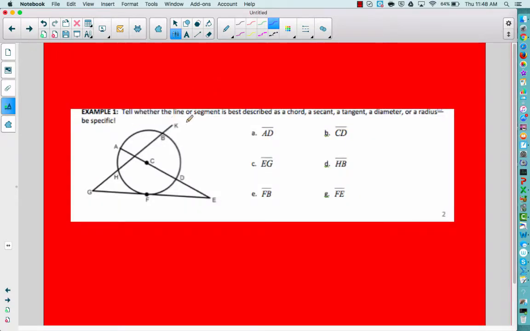So here's an example. Tell whether the line or segment is best described as a chord, a secant, a tangent, a diameter, or a radius. All right, so my symbols are kind of off here, but AD, A here to D here. Well, it is a chord because its endpoints are on the circle, but it also goes through the center, so it is more specifically a diameter. Okay? All right, CD. CD starts at the center, goes to the circle, so then that would be a radius.